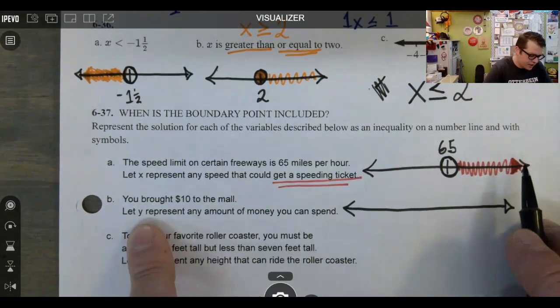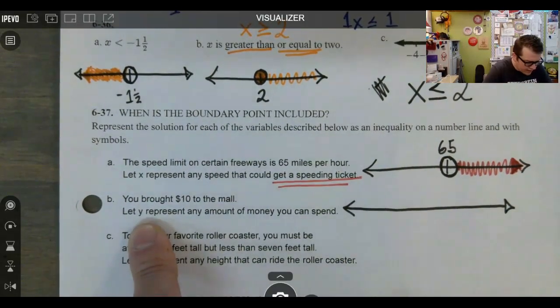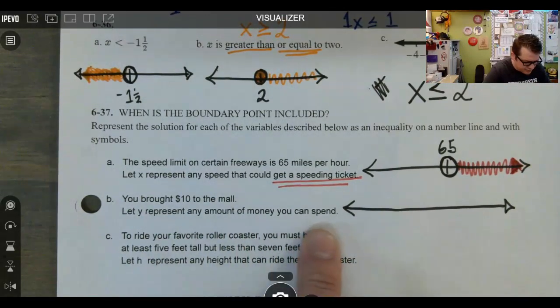You brought $10 to the mall. Now we're shading for Y, let Y represent any amount of money you could spend.